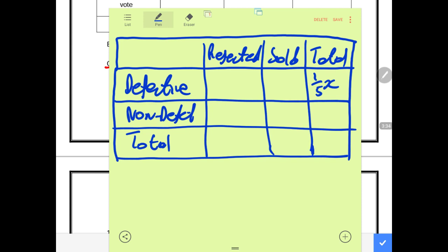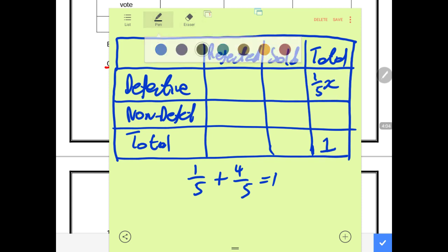Remember, the total of this must give us 100%. But we are not dealing with a percentage, we are dealing with a fraction. So 100% as a fraction will be 1. How is that possible? It will be 1/5 plus 4/5, which gives us 1. If 1/5 are defective, the rest are non-defective, so 4/5 are non-defective, so that the total is a whole, 100%.